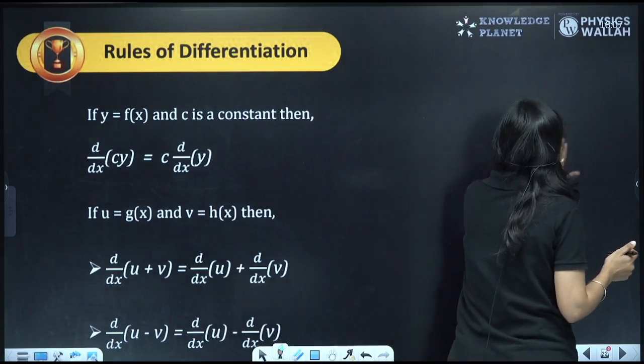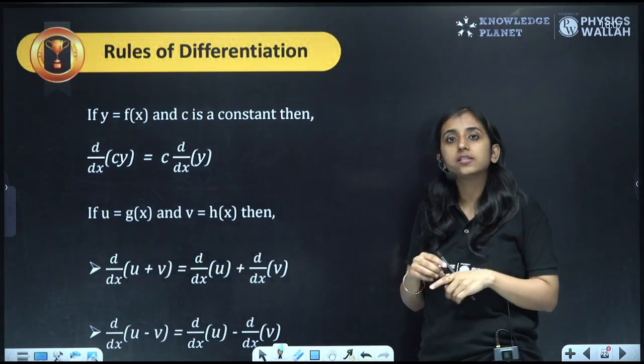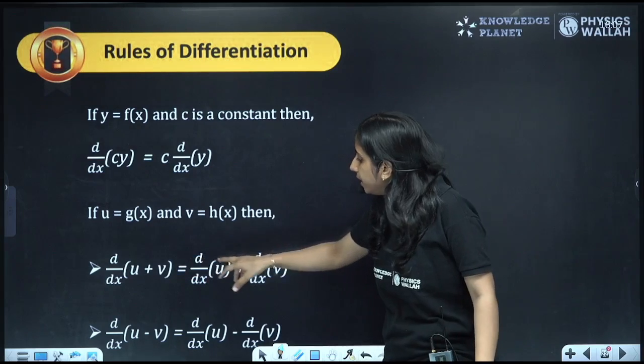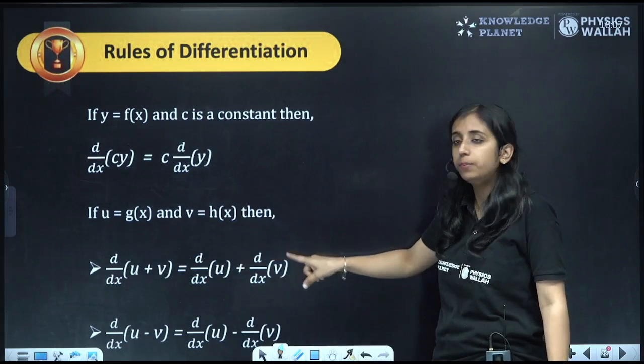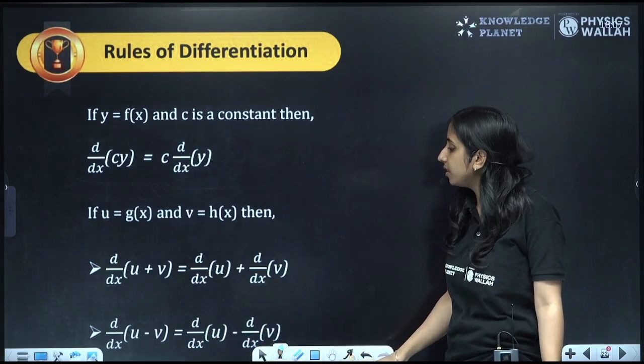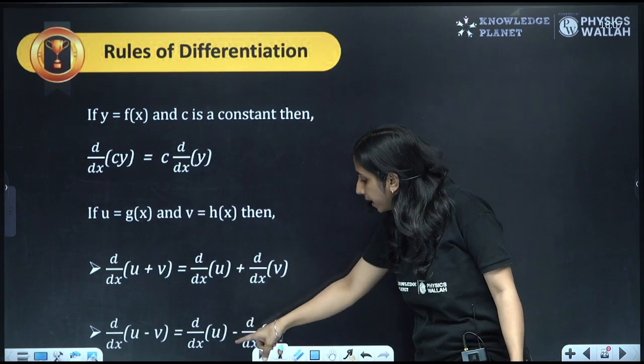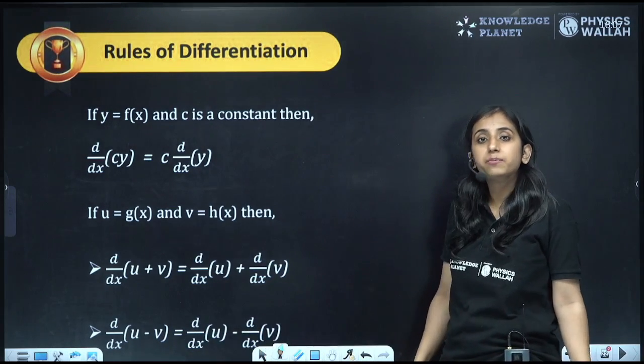Differentiation of sum of two functions. This will be applied on both the functions one by one. It will be du by dx plus dv by dx. Similar goes for subtraction. d by dx of u minus v is equal to du by dx minus dv by dx.